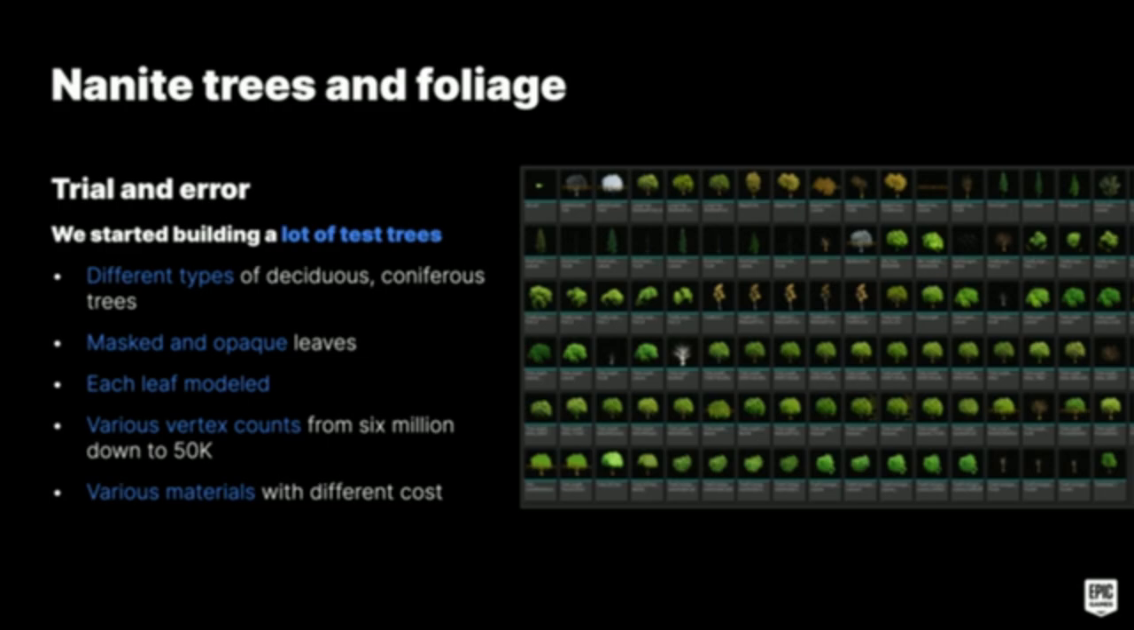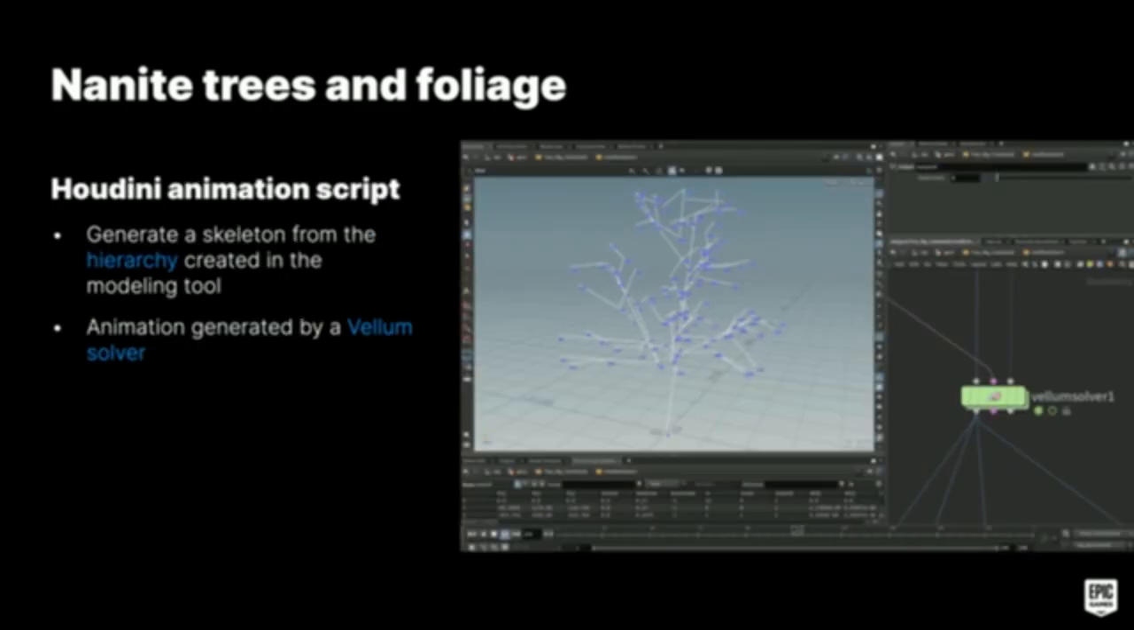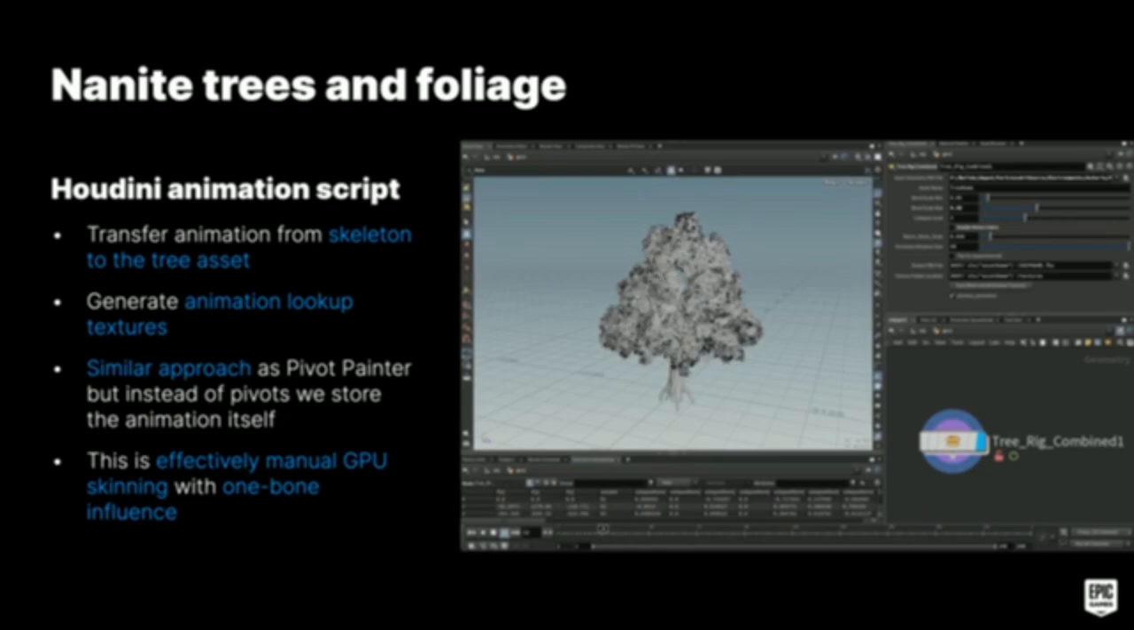Each leaf modeled was a tool, converts it to a skeleton, and then we run a vellum solver on this skeleton to generate the animation. This animation is then transferred back to the tree using UV mapping and the baking of the animation lookup textures. This is a very similar approach to our old pivot painter script, but instead of storing the pivots, we store the animation directly in the texture. This system is effectively manual GPU skinning with a one bone influence.